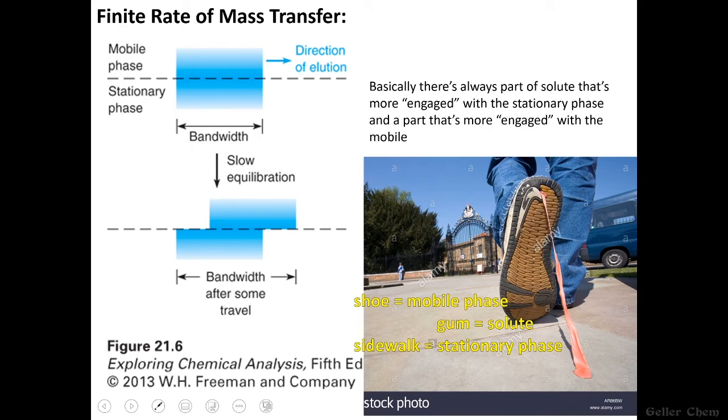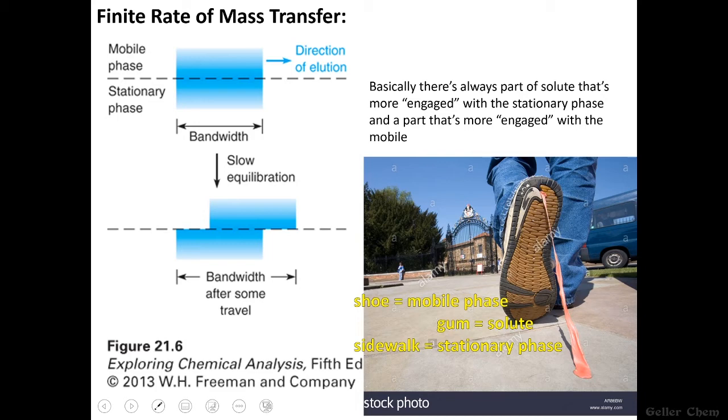When the shoe was still on the ground, all the gum was wadded up in this nice compact form, but then the shoe starts moving. And let's imagine this gum represents our solute band. The shoe is the mobile phase, and the sidewalk is the stationary phase. Makes sense, right? We can see here, the part of the gum that's attached to the sidewalk is lagging behind the part of the gum that's attached to the shoe, and then the rest of the gum is just stretched out in between. That's the concept of the finite rate of mass transfer.